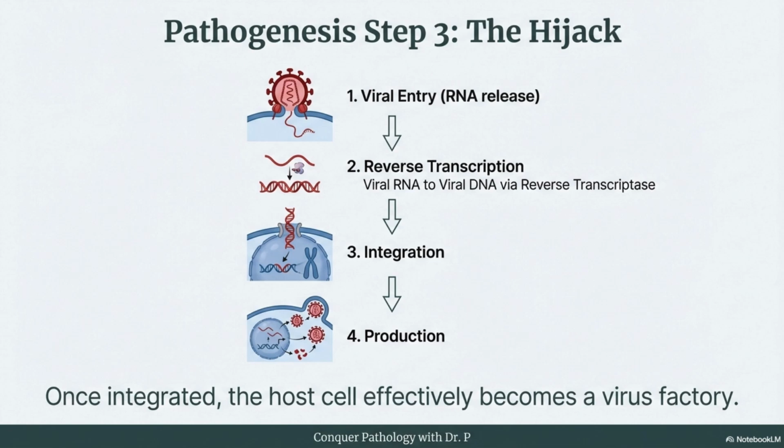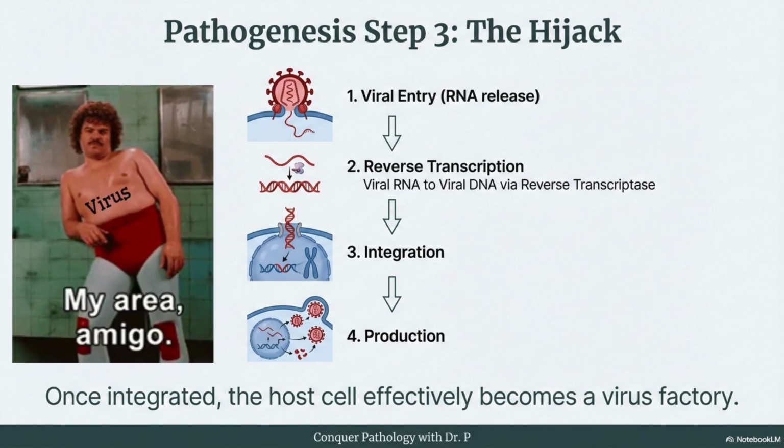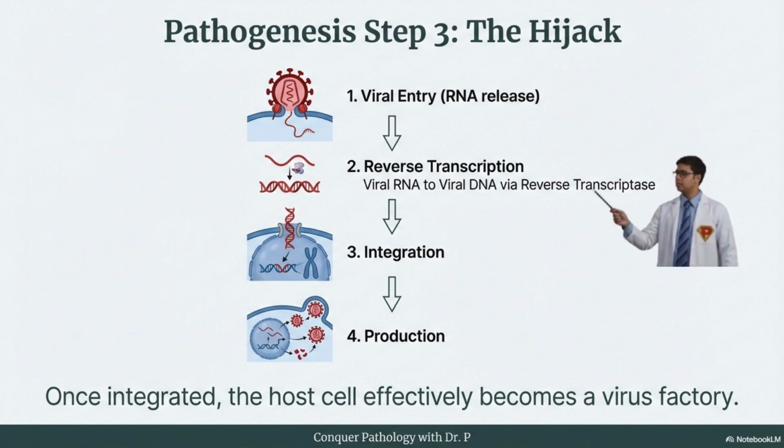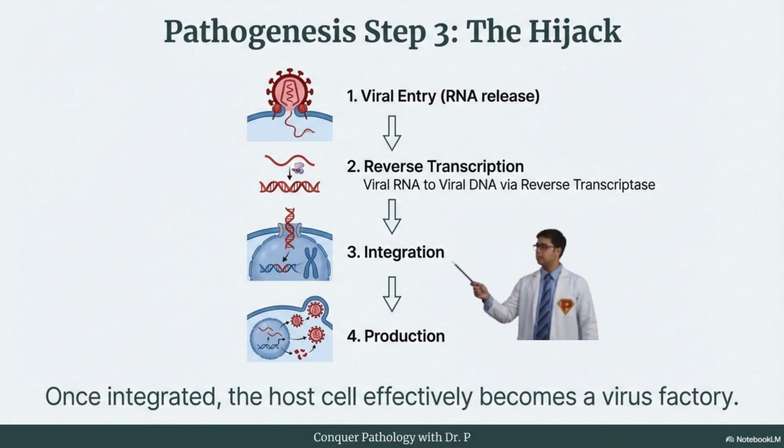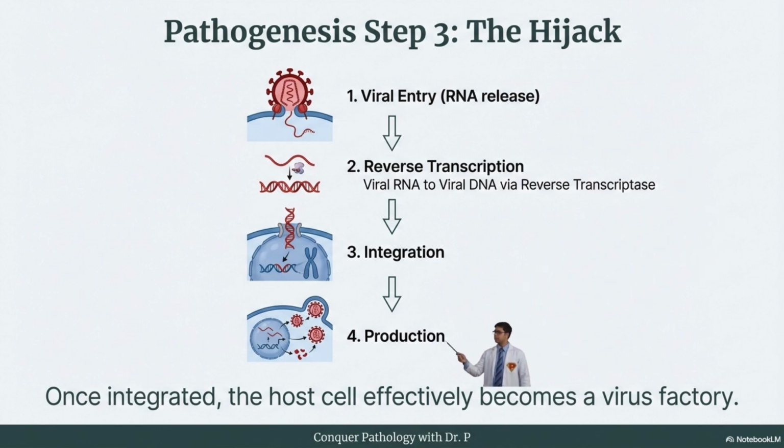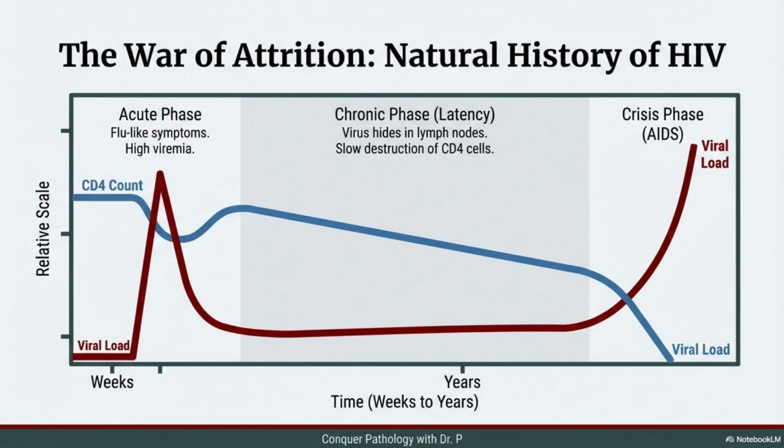Pathogenesis step 3, the hijack. Virus enters the nucleus and tells the cell. Virus uses an enzyme called reverse transcriptase. It converts its own viral RNA into DNA. This viral DNA inserts itself into your DNA. Now the T cell is no longer a soldier. It is a virus factory. This war happens in 3 distinct phases over time. Let's break down the pathology of each.